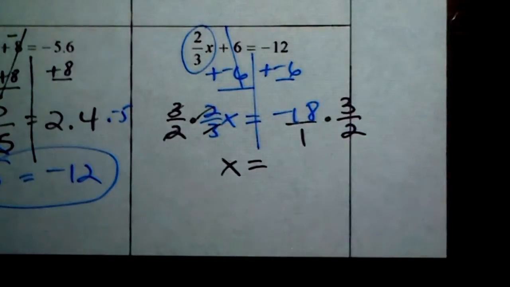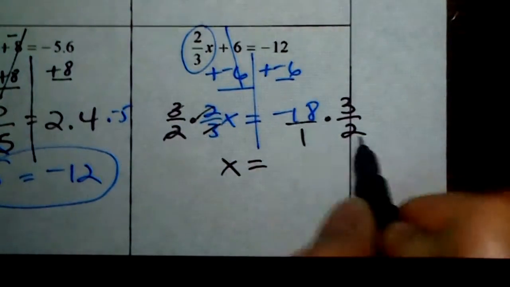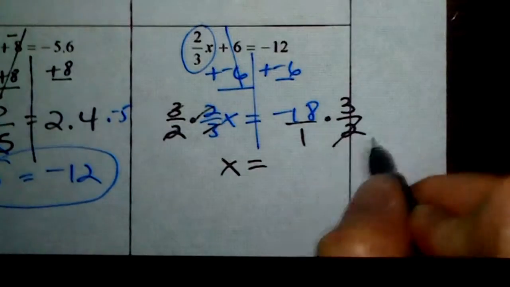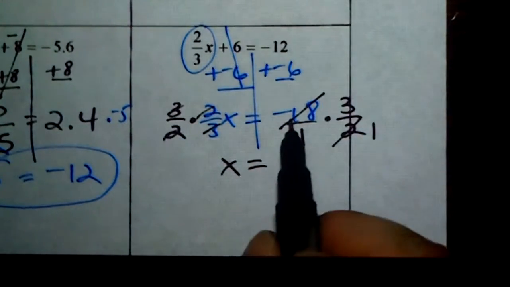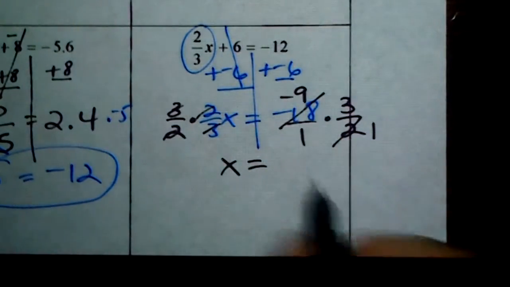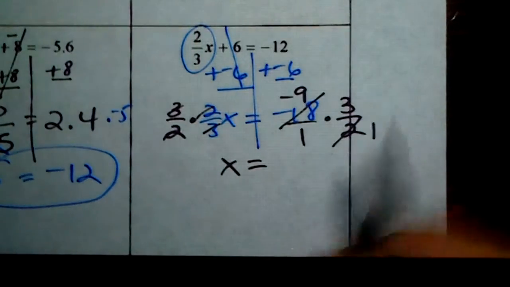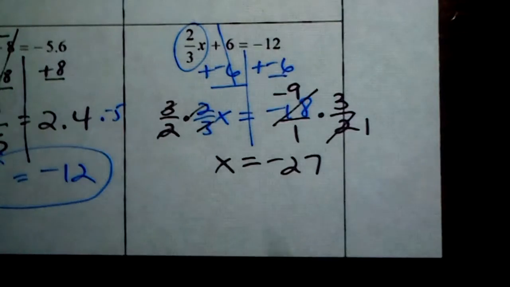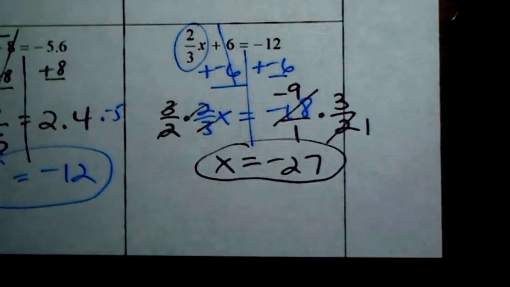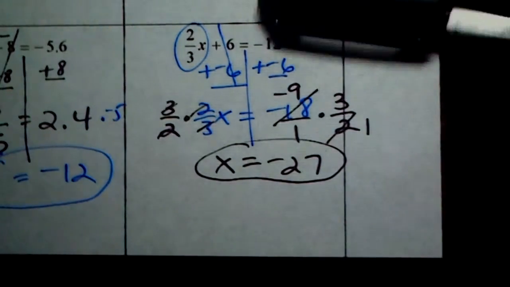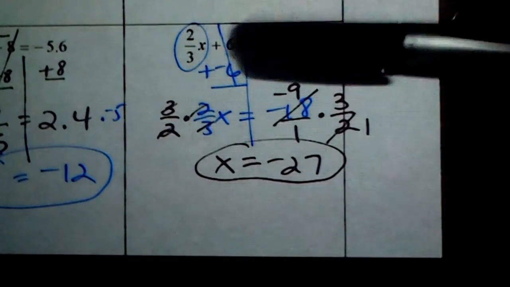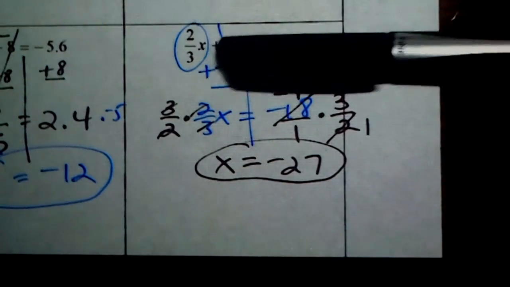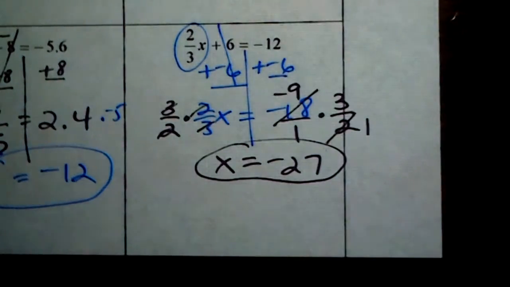So I'm going to cross cancel here too. This negative 18 and this negative 2 I can cross cancel. So 2 becomes 1. Negative 18 divided by 2 is negative 9. I'm left with negative 9 times 3, which is negative 27, and 1 times 1, which is 1. So I'm just going to leave it just like that. To check this, if you're using your calculator, you would take 2 divided by 3 times negative 27 plus 6. And yep, you'll get negative 12.